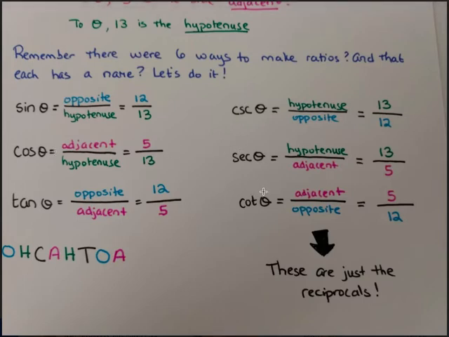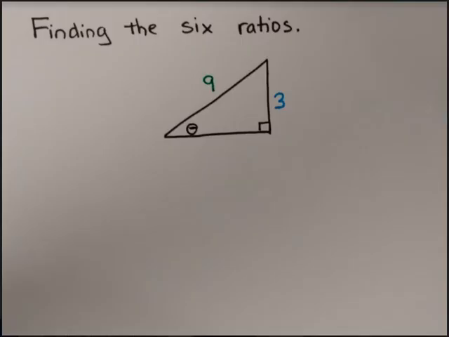The one that makes sense is cotangent. Cotangent goes with regular tangent. So this is how you would find the 6 ratios in a right triangle. So how about you try it? See if you can write down all 6 of the ratios.